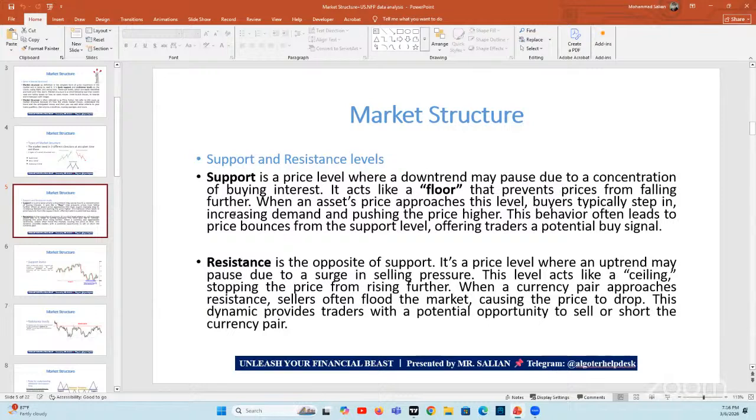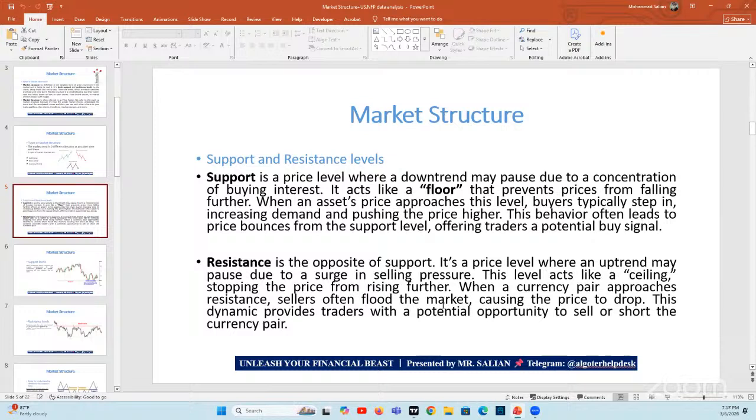When an asset's price approaches this level, buyers typically step in, increasing demand and pushing the price higher. Now price will go to the moon. This behavior often leads to price bounces from the support level, offering traders a potential buy signal. That's the definition of a support.